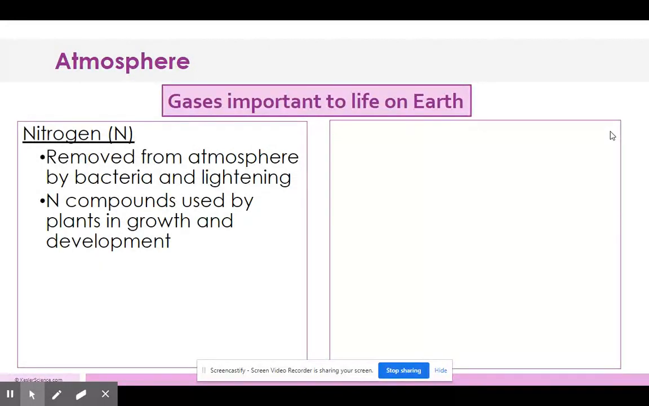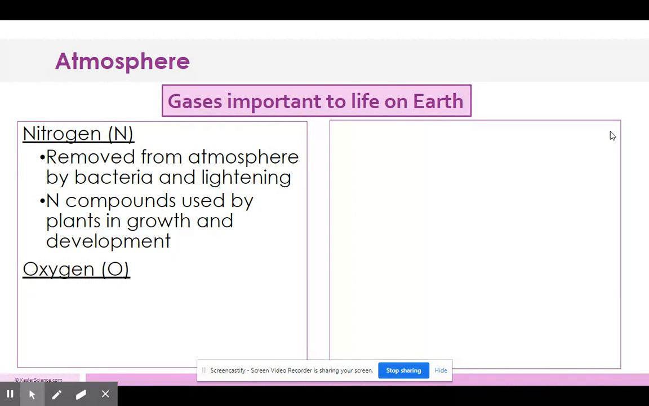And nitrogen compounds are used by plants in their growth and development. So in order for plants to grow and develop, they have to have nitrogen. In order for human beings to work, we have to have nitrogen. But we can't use the gas nitrogen in the atmosphere. The nitrogen has to go through its nitrogen cycle. And one way we do get nitrogen is by eating fruits and vegetables. Part of the reason why you're always told to eat your fruits and vegetables.